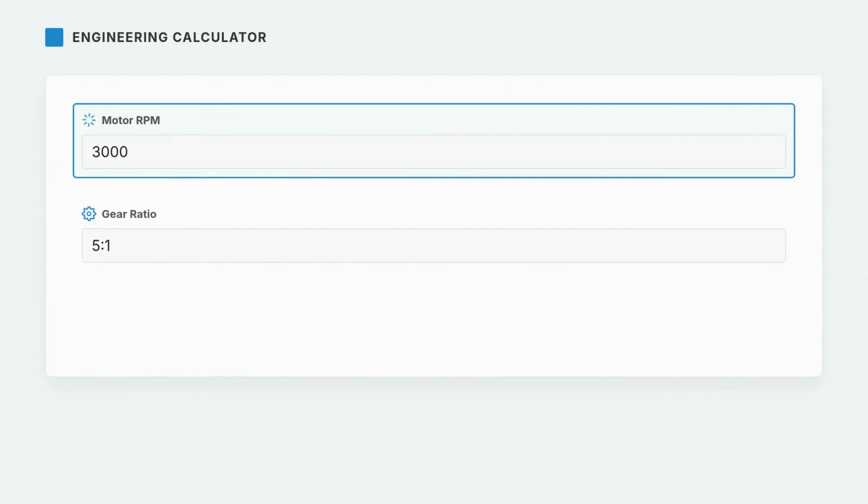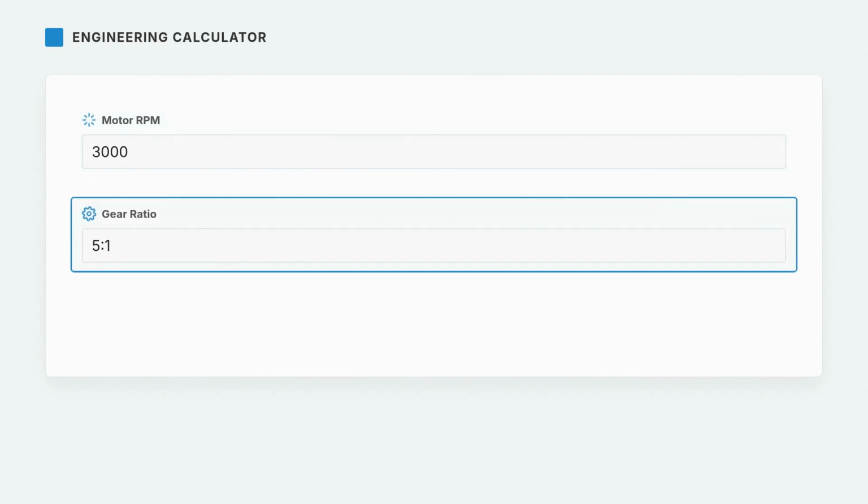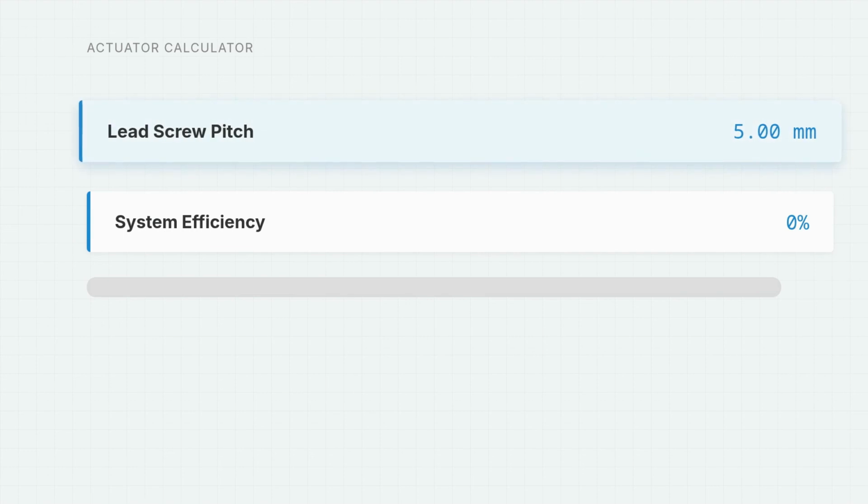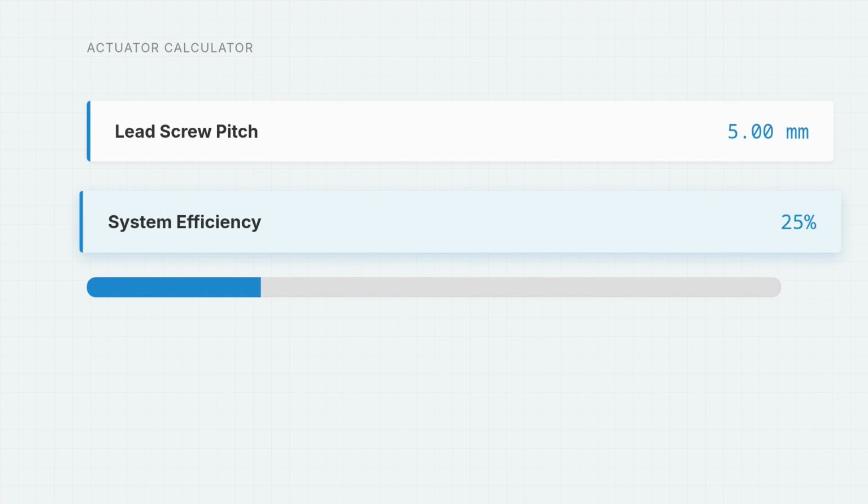Then specify your gear ratio. This represents the mechanical advantage between your motor and lead screw. The lead screw pitch in millimeters tells us how far the actuator moves per revolution. Finally, enter your system's efficiency as a percentage between 0 and 100.